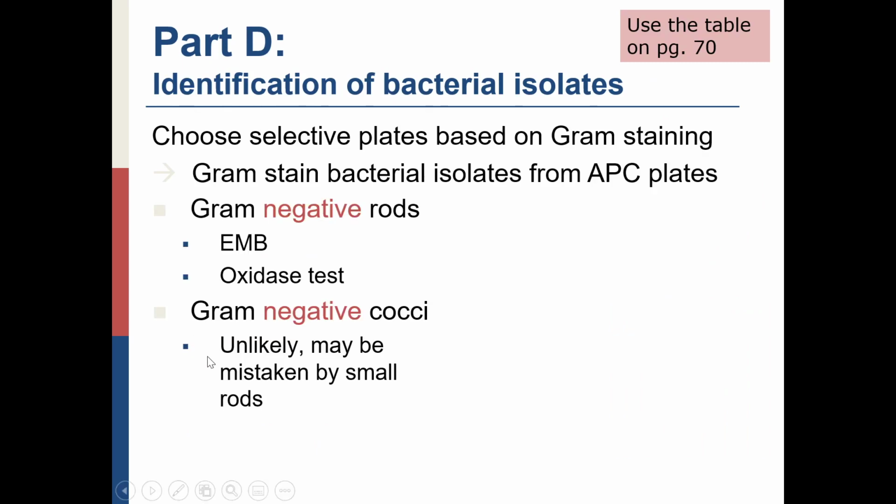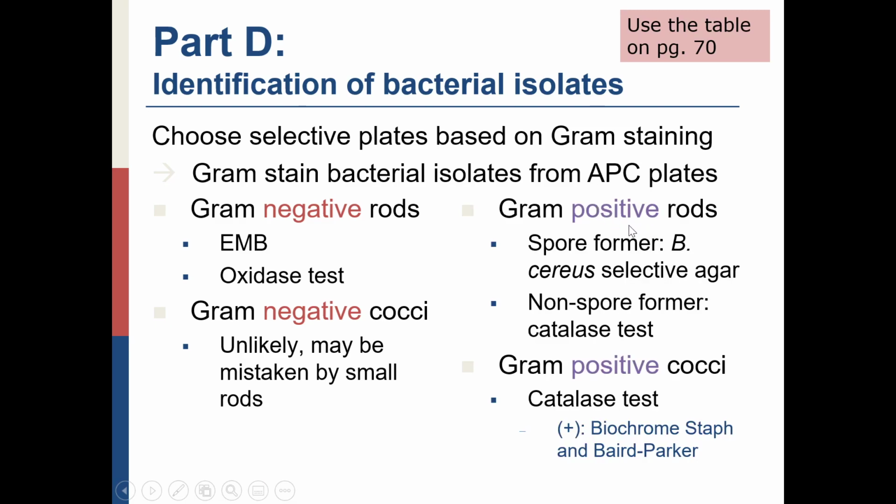For different bacterial isolates, in order to identify them, we would be performing these tests. For gram-negative rods, we do EMB and then an oxidase test, so testing for this enzyme. And for gram-negative cocci, well, it'd be unlikely. Most of your cocci are going to be gram-positive, or rods. You don't really have to worry about this for your final or anything. This is mainly just for our APC.